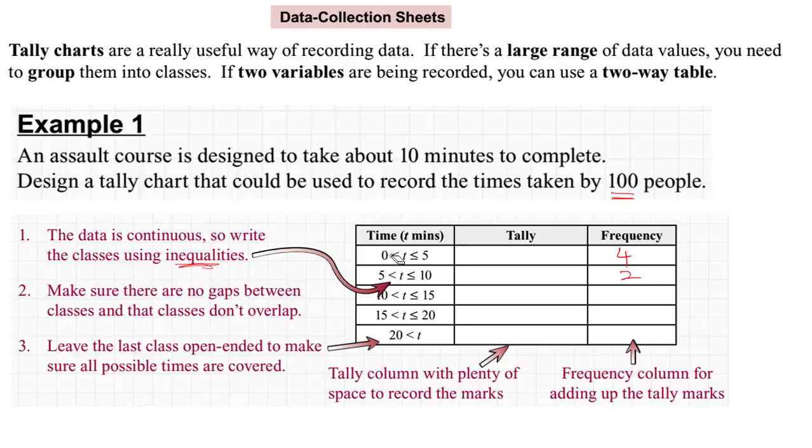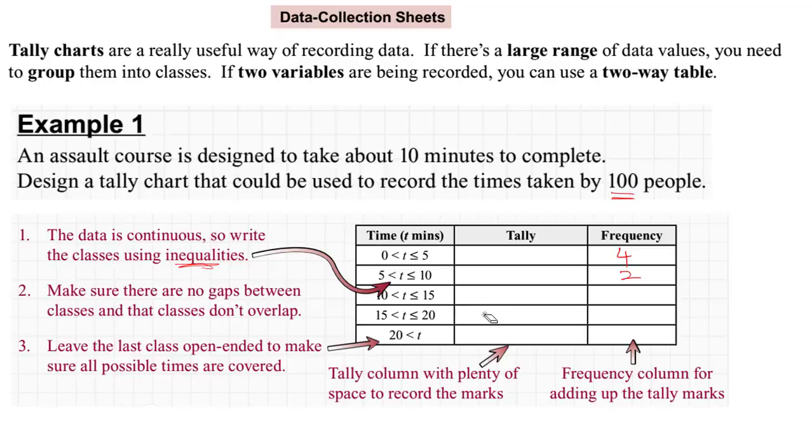These are the classes we're talking about. So 0 to 5, 5 to 10, 10 to 15. You must make sure that there are no gaps. Now, somebody who is taking 5 minutes will go here. Somebody taking 5.1 will go in the next one. So there is no gap between this group and that group. So this is up to 5 and this is more than 5, right?